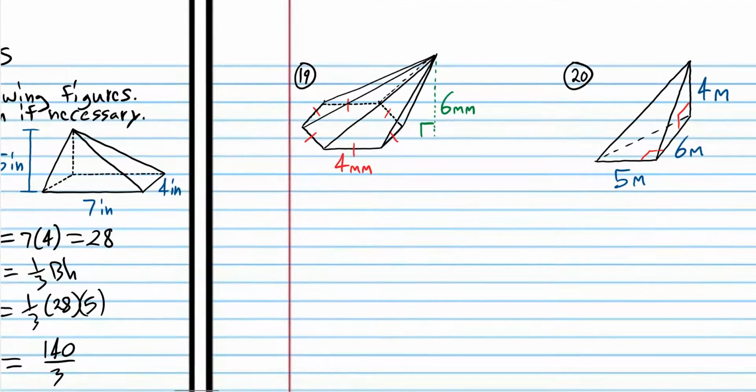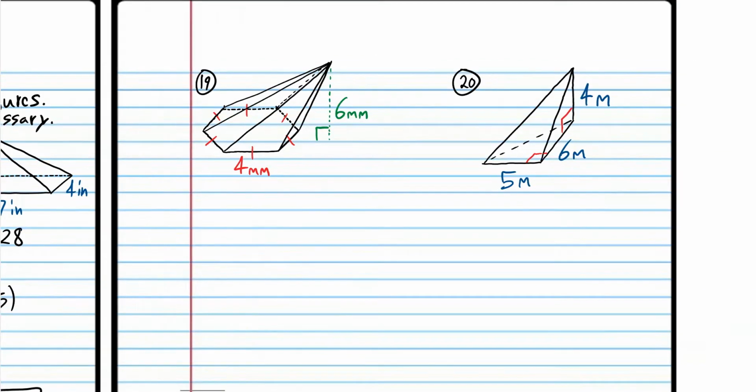Again, it's a regular polygon. You just find the base area, and if we found the base area from the previous problem, I'll go ahead and write that here, and we'll come back to that. So I'll leave that for your notes. But number 20, you can do number 20.